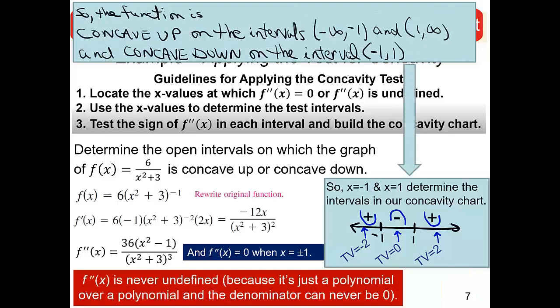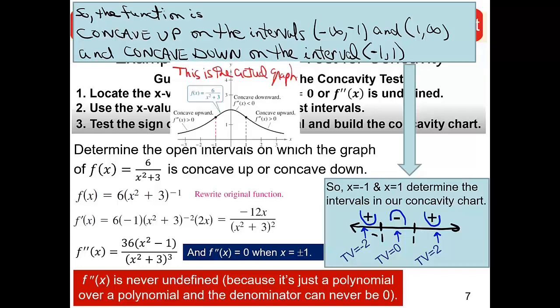So what I can say is that on the interval from minus infinity to minus 1, and on the interval from 1 to infinity, I get concave up, and between minus 1 and 1, I get concave down. If you actually looked at the graph, you can see these inflection points appear when x is minus 1 and when x is positive 1, and the function is concave up, holding water, outside minus 1 and 1, and it's concave down, spilling water, between them.